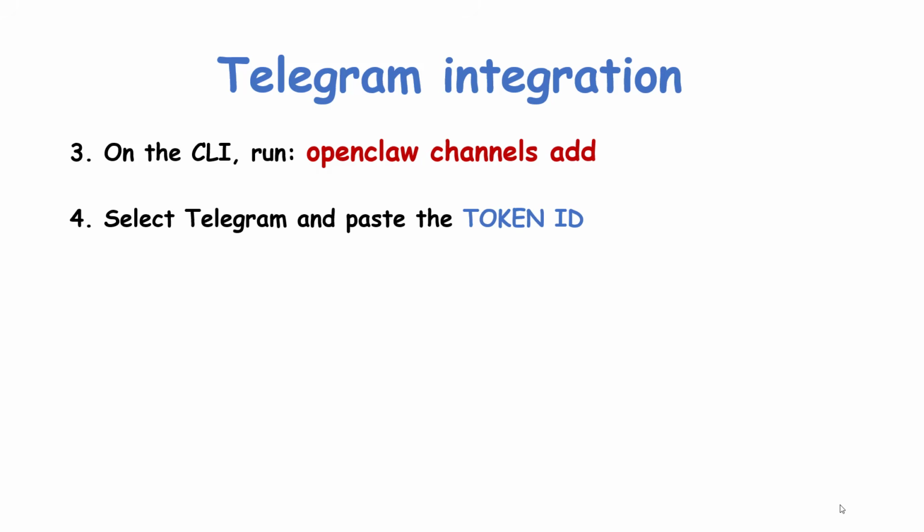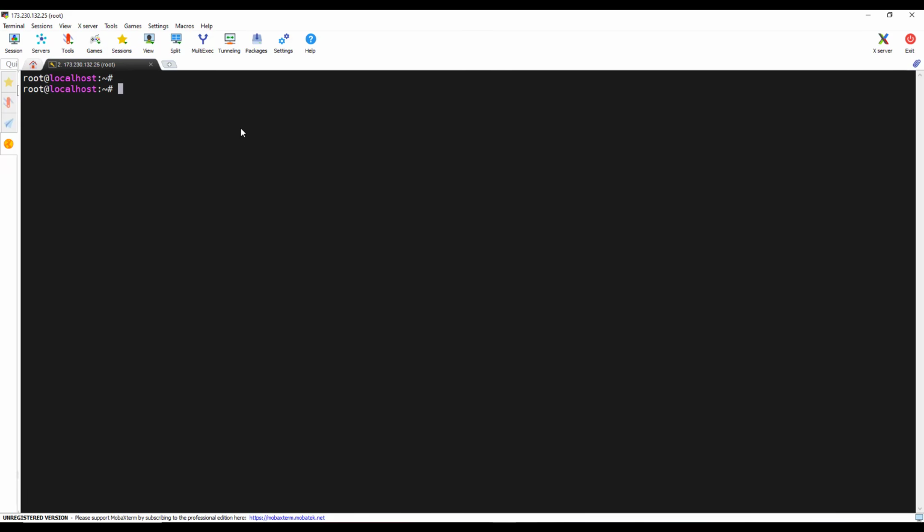So this will walk you through the steps for adding your applications, and Telegram is one of them. You'll follow the on-screen installation instructions. You have to select Telegram, follow the instructions, and then paste the token ID, and you shall see this shortly. So here I'm going to run the command OpenClaw channels add and hit enter.